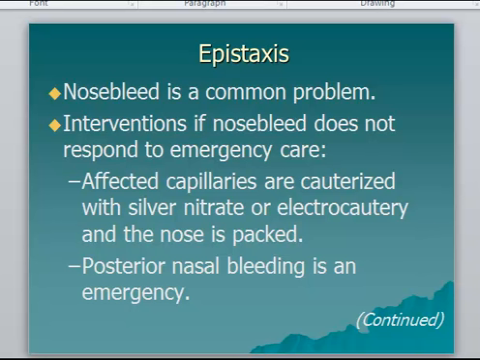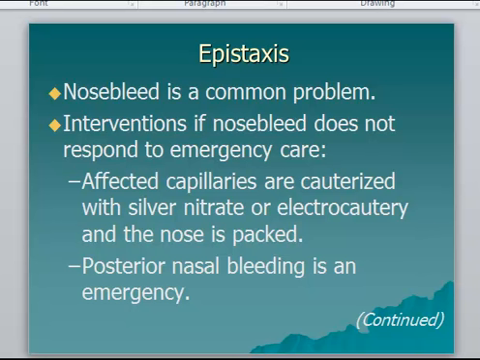Men usually are affected more often than women, and older adults tend to bleed most often from the posterior portion of the nose, and that posterior nasal bleeding is an emergency situation because it cannot be easily reached, and the patient may lose a lot of blood very quickly. Usually the patient will report that the bleeding started, maybe after sneezing or blowing the nose. We always document the amount, the color of the blood, take the vital signs, and ask the patient about the number, duration, and causes of previous bleeding episodes.